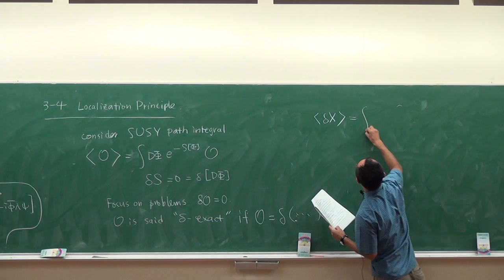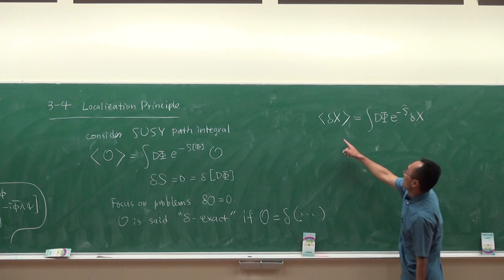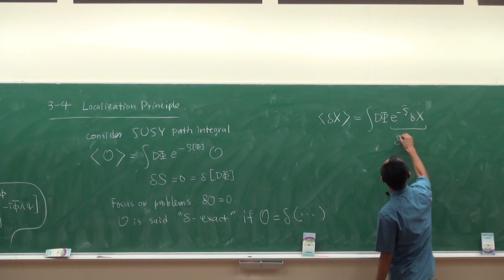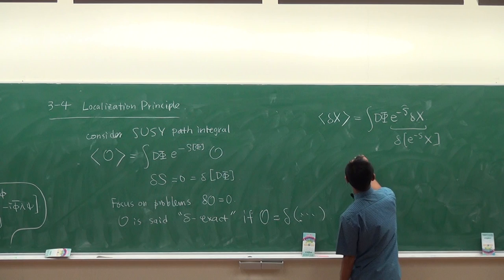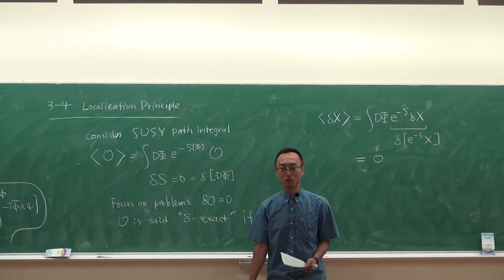Why is that? If I employ the path integration formalism, the expectation value of a delta exact quantity is this. And if you recall that the action is invariant, then this part can be written like this. Then if you use the invariance of the measure, this is zero. So this argument shows that the expectation value of a delta exact quantity is always zero.